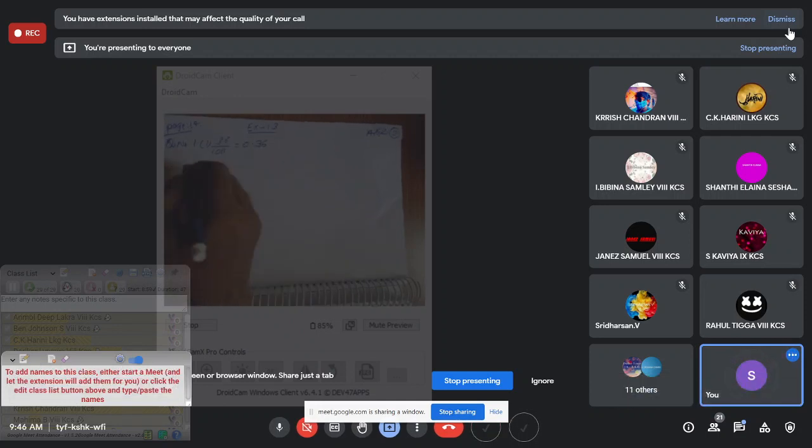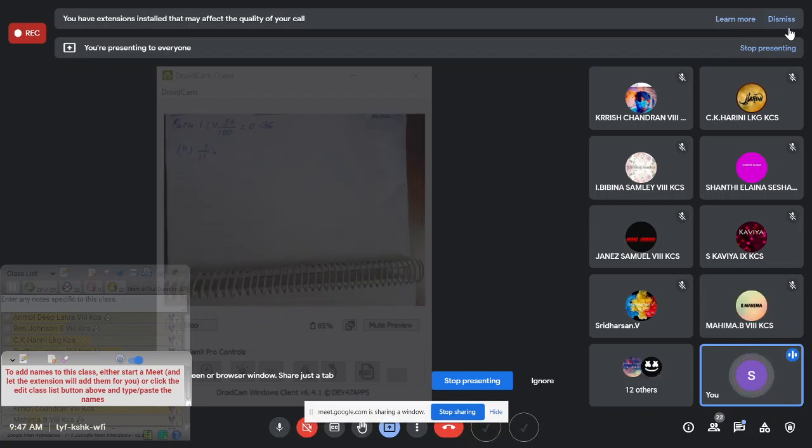Okay, my children. Now come to the next question. 1 by 11. How do you write this number in the decimal expansion?